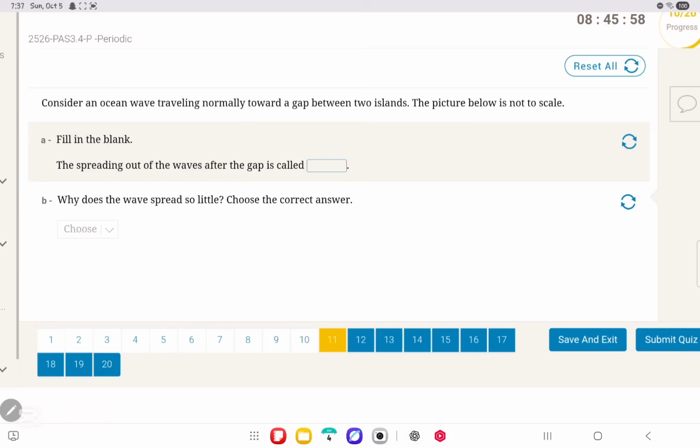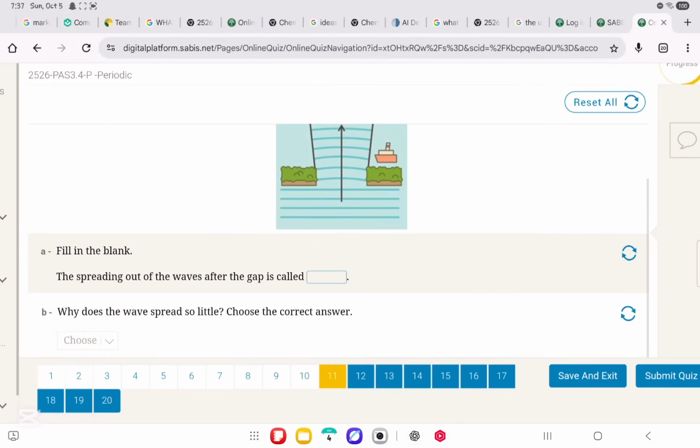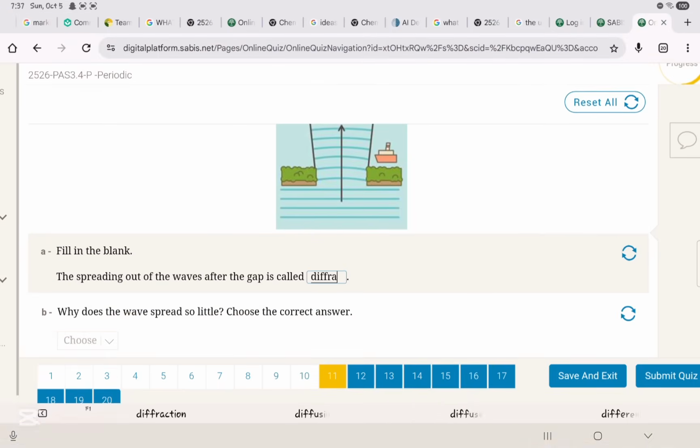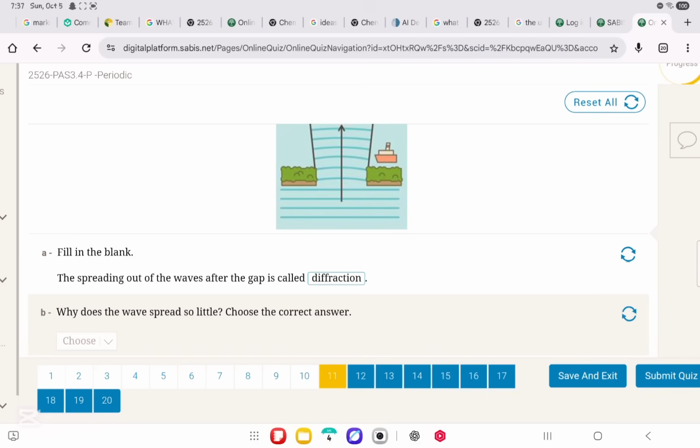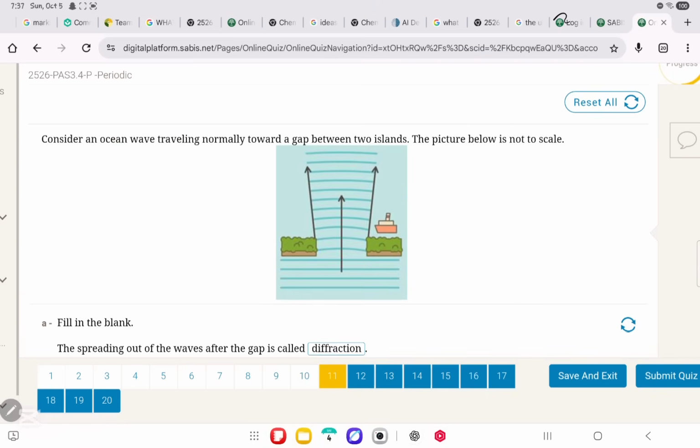Now let's move on to question number 11. What does it say? The spreading out of waves after the gap is called diffraction. This is easy. Now, why does the wave spread out so little? As you can see, the wave in the diagram spreads out so little. You can see how small the wavelength is compared to the gap. What is the reason? The reason is because the gap is bigger than the wavelength. And in order to achieve maximal diffraction, the gap needs to be equal to the wavelength. So this is to achieve maximum diffraction.